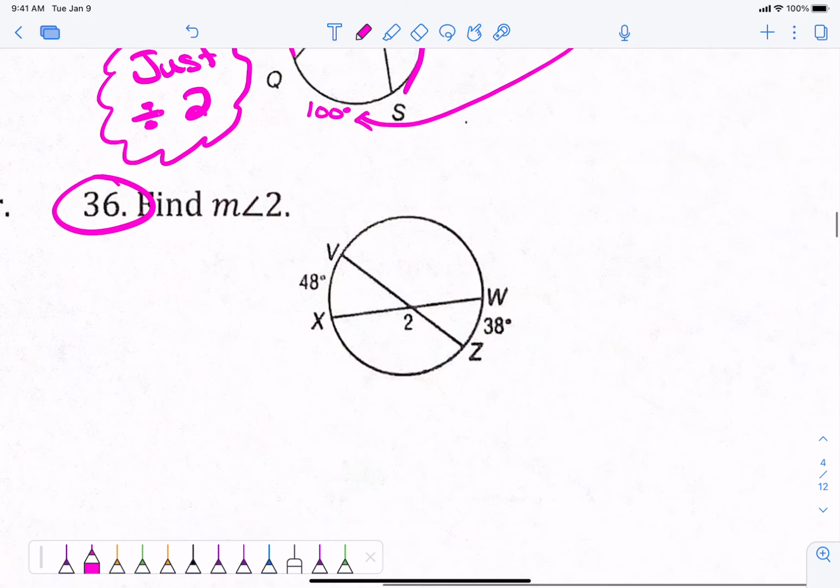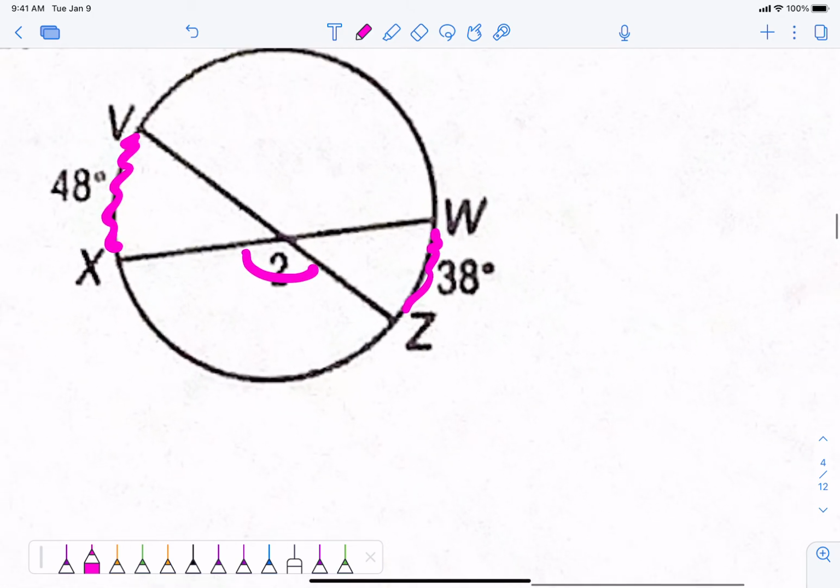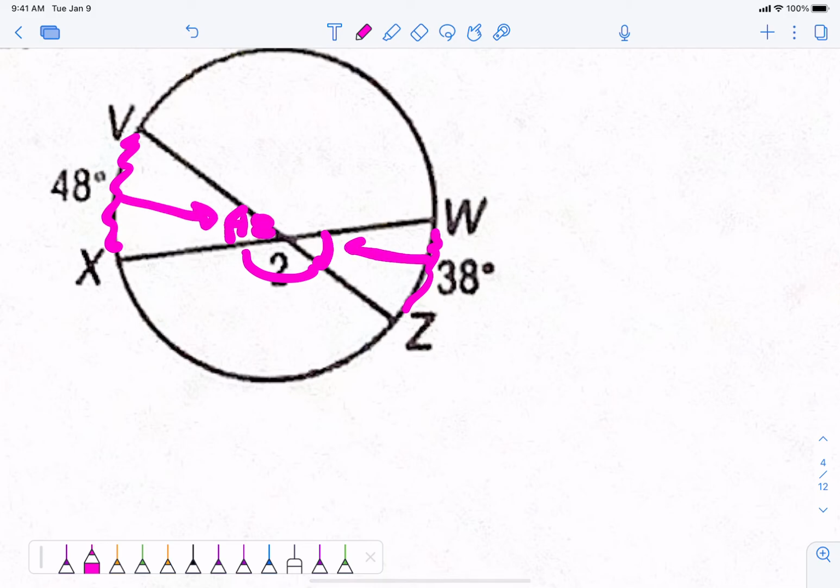The measure of angle 2. We know that this is 48 and this is 38. Now, here's the deal. I want to know what this angle is. But the problem is that these 2 angles have to be the same. So this can't be 48 and this can't be 38 because they have to both be the same. So which one is it?